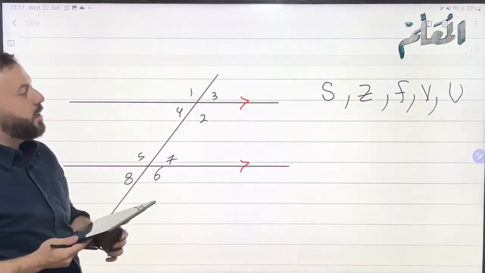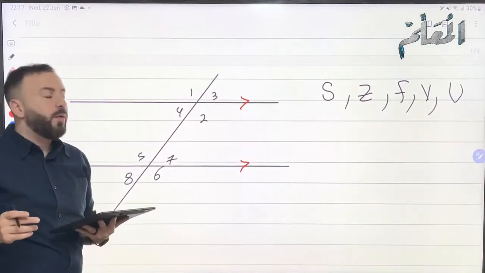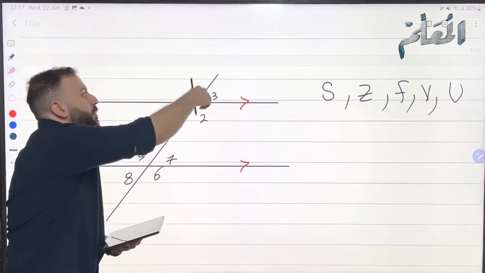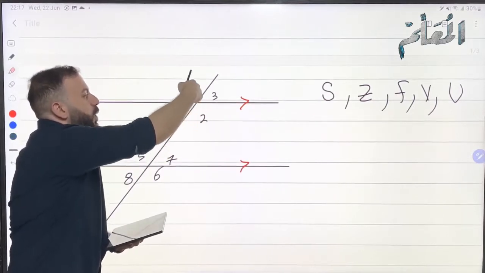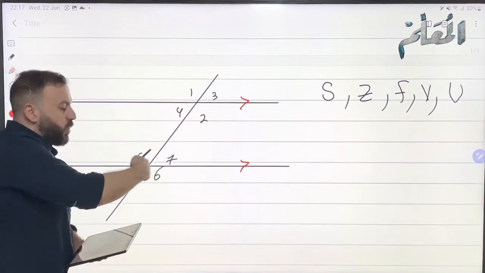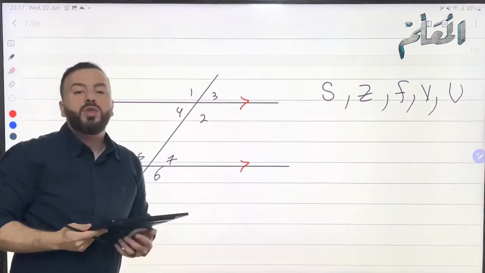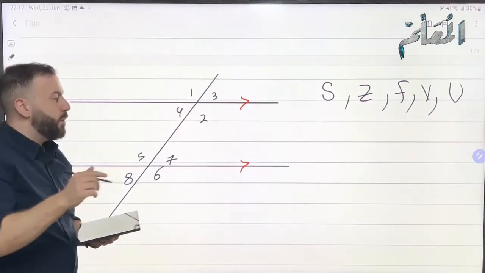What about the next one, which is V? Already explained that before. The vertical angles, the V shape, as you can see here, the V. 1 is congruent to 2, 3 congruent to 4, 5 congruent to 6, 7 congruent to 8. Remember this.